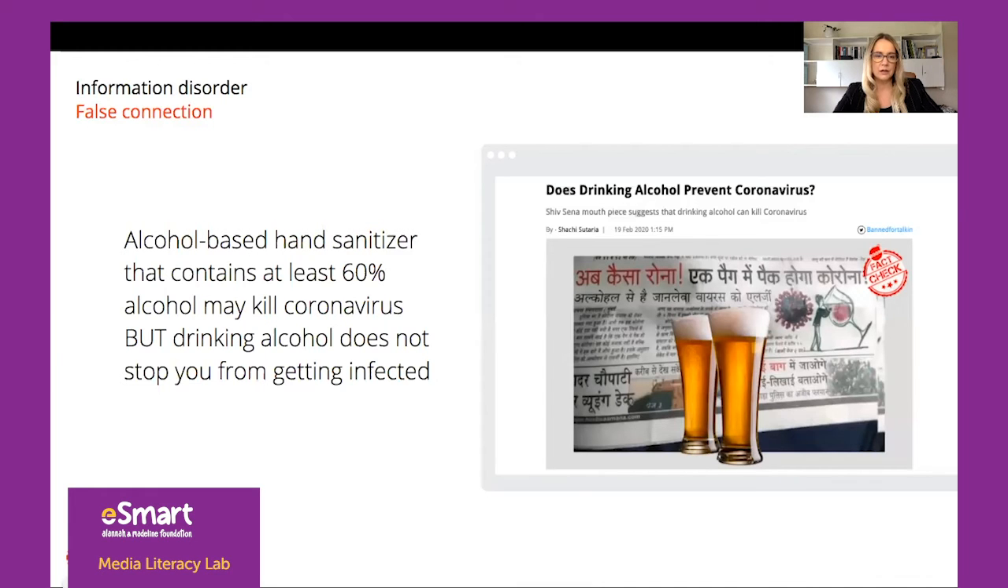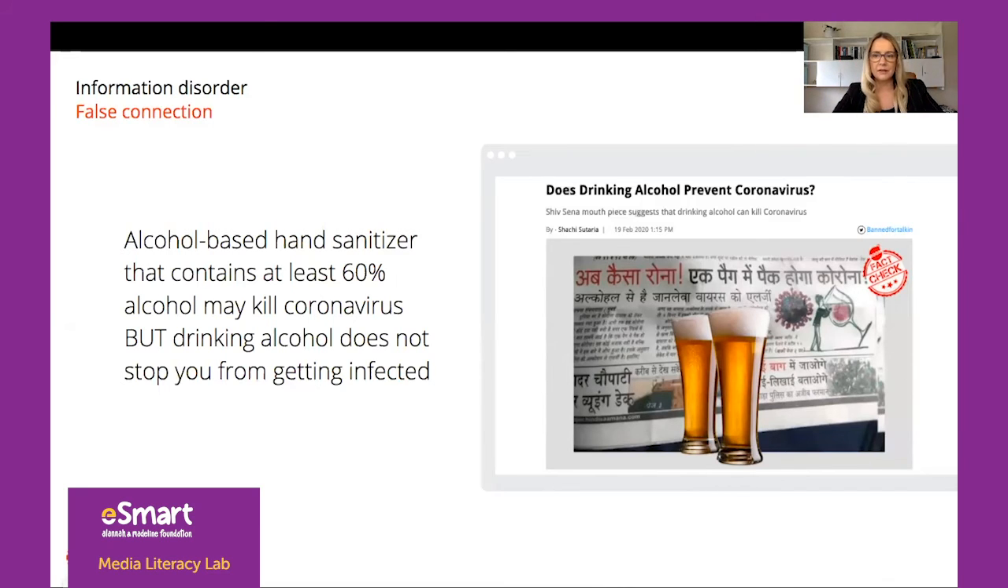So false connection, we're really looking at where people are trying to say this plus this equals that. A lot of examples here, purportedly saying that, well, okay, alcohol-based hand sanitizer contains 60% alcohol, may kill coronavirus. So then drinking alcohol will help to stop you getting infected. So they're making these connections, but it doesn't, as we know. It can actually make you quite sick.